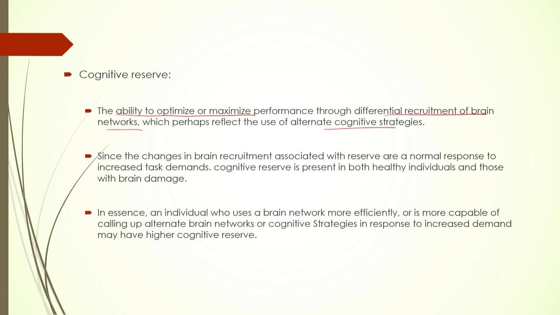One is we can use different networks to solve a similar kind of problem, or we can use the same networks for different kinds of problems. So basically a lot of rewiring happens, and as a result those people are able to maximize or optimize the network that they have at their disposal.